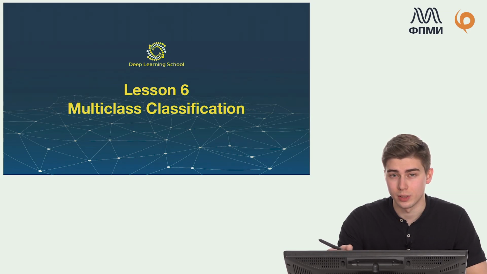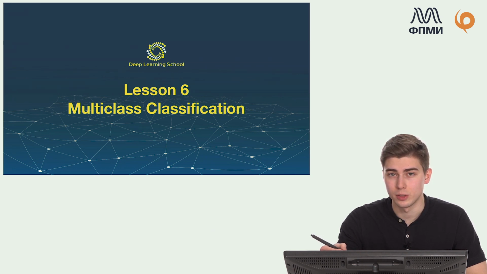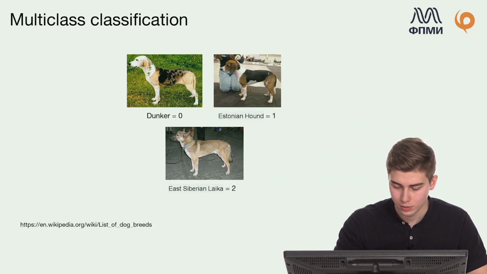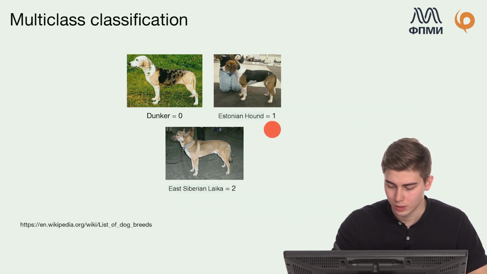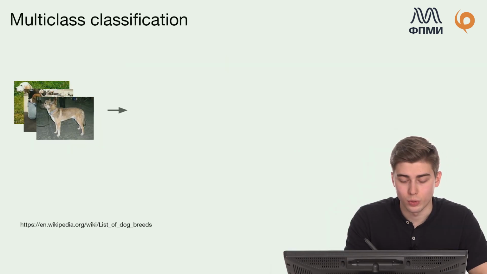In order to better understand the structure of the output layer, let's first talk about the multi-class classification task. Let's have a look at the example of the dog breed classification task. So we want to predict the class, which is the number of the dog breed. Here you can see the 3 dog breeds: Dunker, Estonian Hound, and East Siberian Laika. So we want to predict the class label given the image, so given the pixel matrix. So for each image, we want to predict the class label.